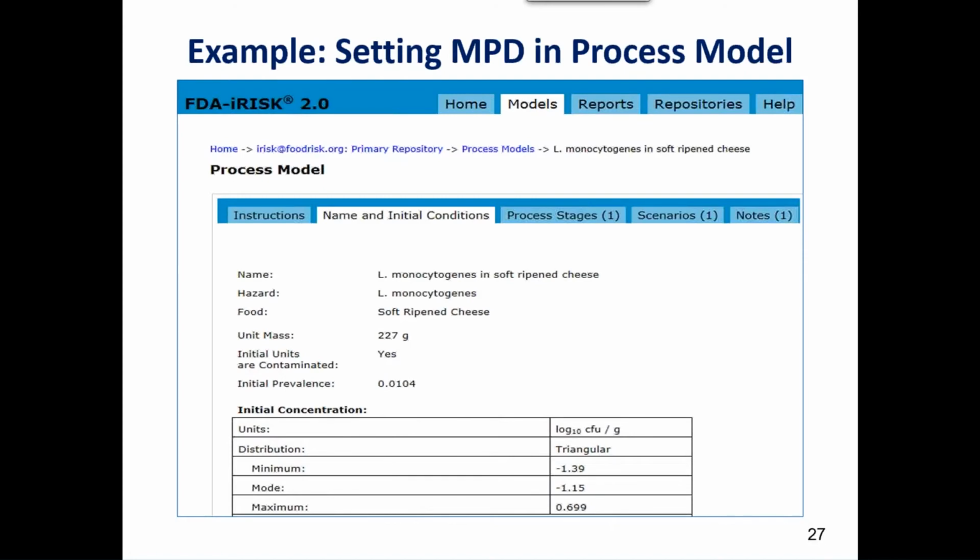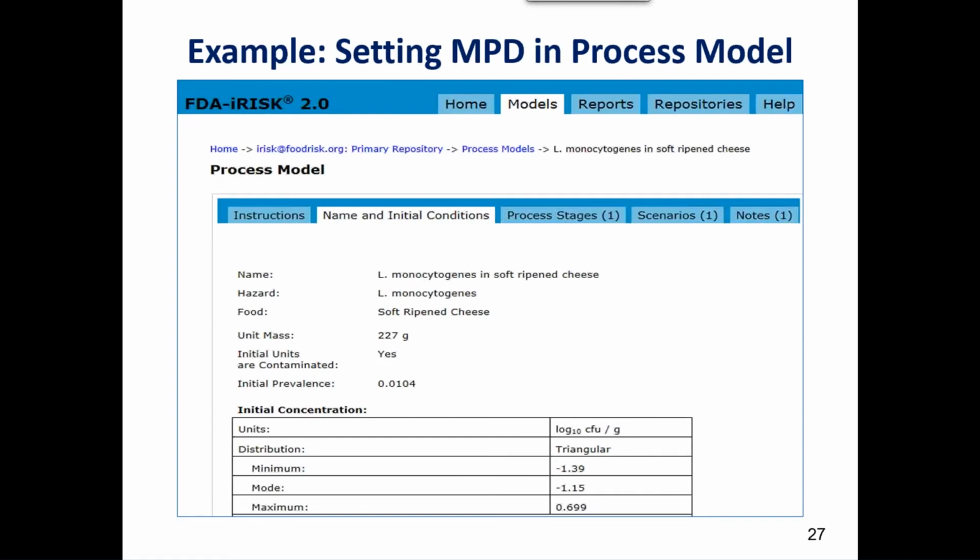So I'm using a series of screen captures from case studies that we've done to illustrate the new features. This is an example of setting MPD, maximum population density, in the process model for this risk scenario, Listeria in soft cheese, where the process model starts at retail. What you see on the screen right now is the definition of initial conditions, which include initial prevalence, concentration distribution, and the size of a food unit. We got this data from a U.S. survey study that was published back in 2003.